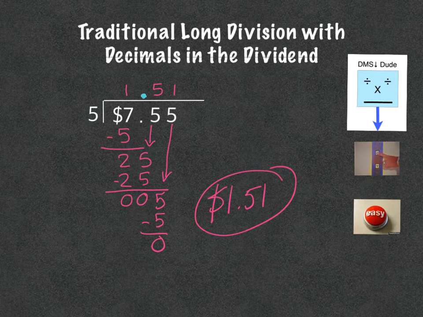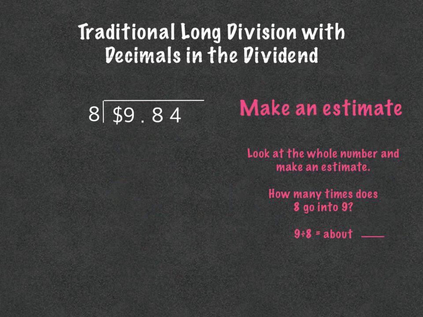$1.51. And I use money because oftentimes money is one of those places that you see decimals most often. So our answer is $1.51. It's approximately what our estimate was. If I forgot my decimal, it would be $151. So you can see how different that is, and that would not match my estimate. That's why this estimate is important.